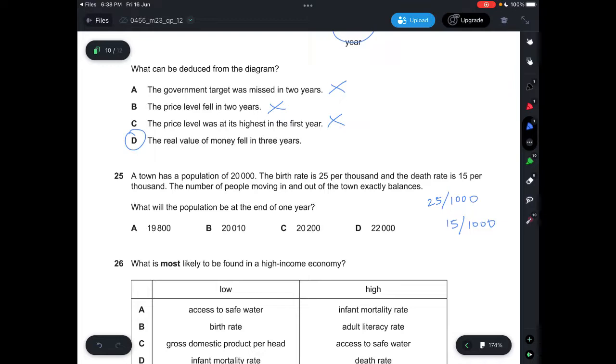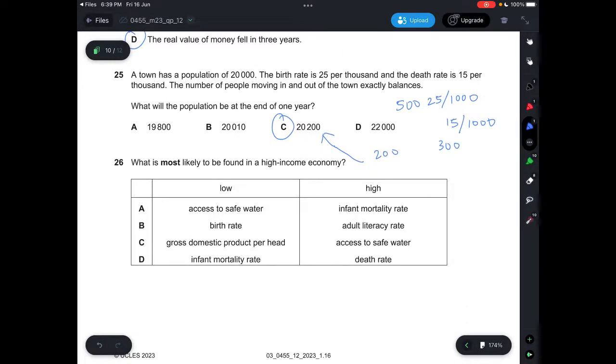So if I were to scale it up to 20,000, I need to multiply by 20, and this will give us 500. And then for 15, to scale it up to 20,000, we need to multiply by 20 as well. So this one will give us 300. 500 minus 300, we get 200. So we add that to 20,000, and we get C, which will be 20,200. So the answer is C.